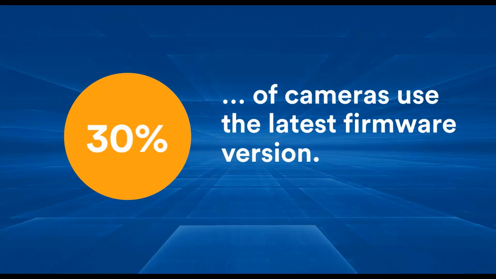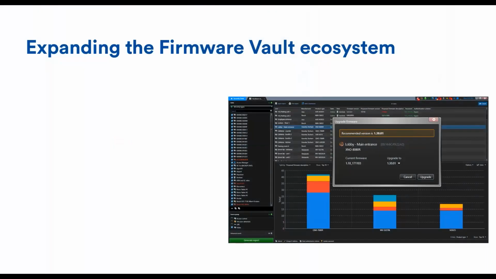Now, a lot of new firmwares are focused on bug fixes and performance improvements, which might not be critical to apply to a system. But a follow-up number to this is that we found that 1 in 4 systems had at least one camera that had a firmware with a known vulnerability, which is a very high risk. To help keep cameras up to date, we've launched a firmware vault.